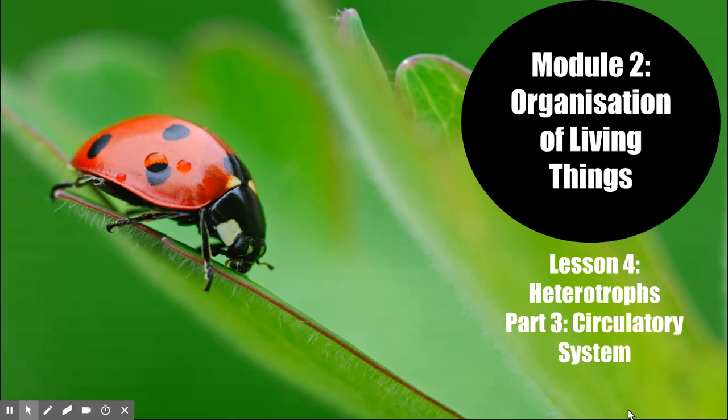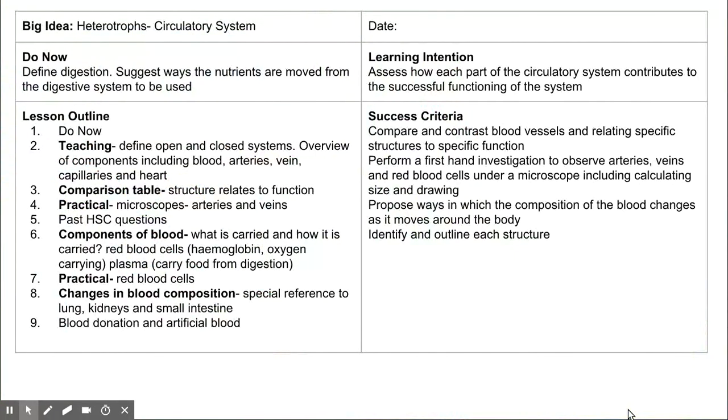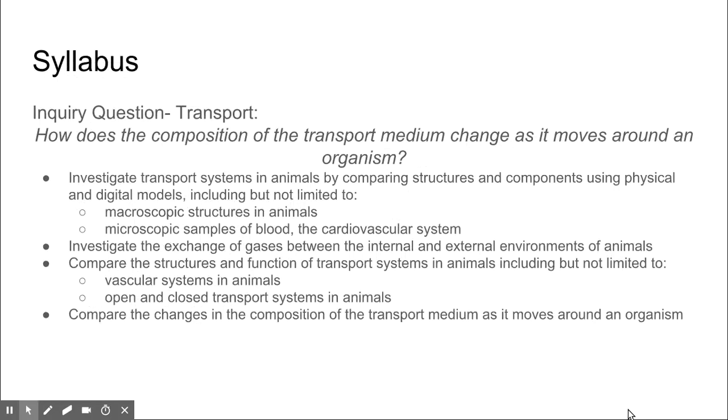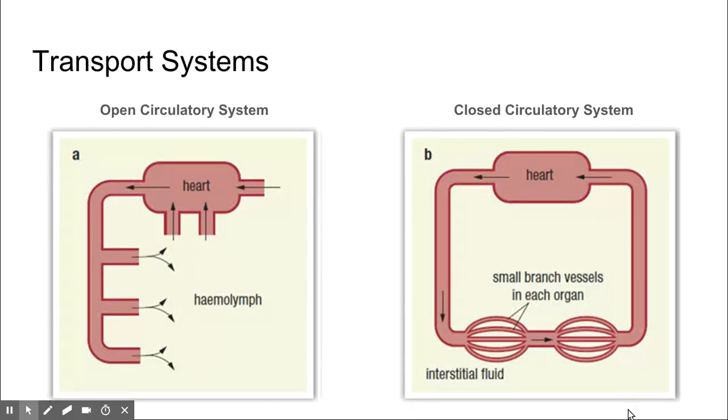Welcome to part 3 of lesson 4, heterotrophs, in module 2, organization of living things. In this video, we're going to be focusing on the circulatory system of heterotrophs, and we're going to look at the different structures that occur, but also the way in which the composition of the transport medium changes as it moves through the body. So there are two types of transport systems.